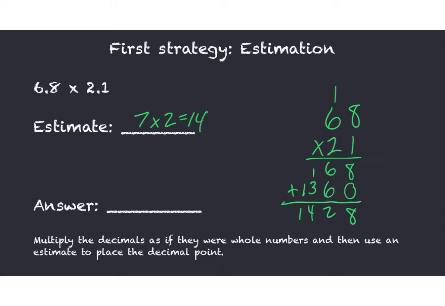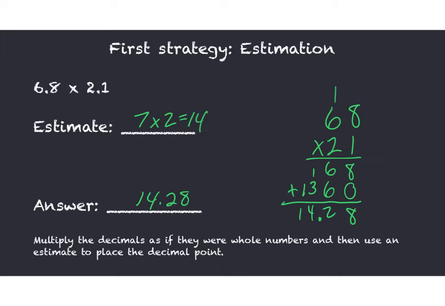However, we know that this is a decimal. So we need to see where to place the decimal. Our estimate was 14. That means that our answer should be pretty close to 14. That helps us know exactly where to put the decimal, right after the 4, before the 2. So I'll go ahead and write out my answer here. 14 and 28 hundredths. 6 and 8 tenths times 2 and 1 tenths is 14 and 28 hundredths.